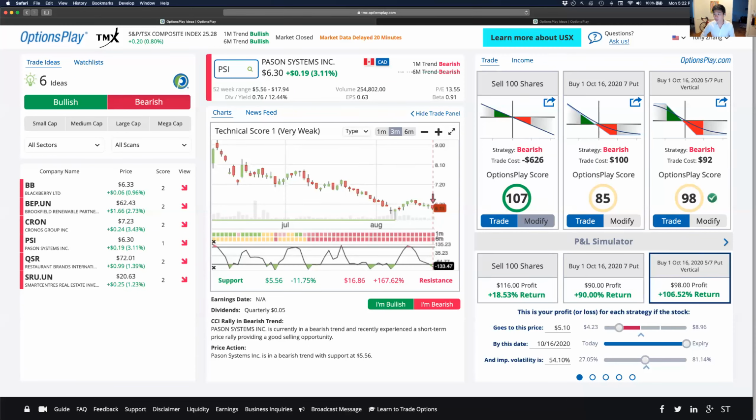Does IV include the time to expiry? No, IV is always annualized, so it doesn't account for any type of expiration date or anything like that. You know, obviously shorter dated options have, generally speaking, higher implied volatility. Longer dated options have lower implied volatility.